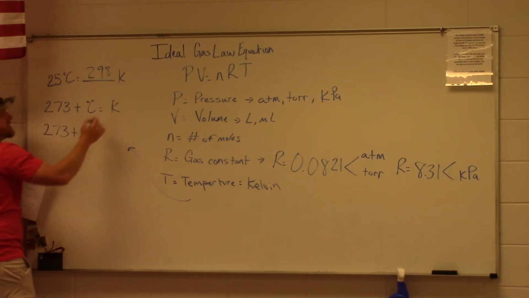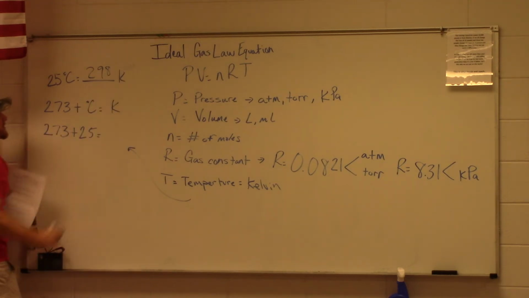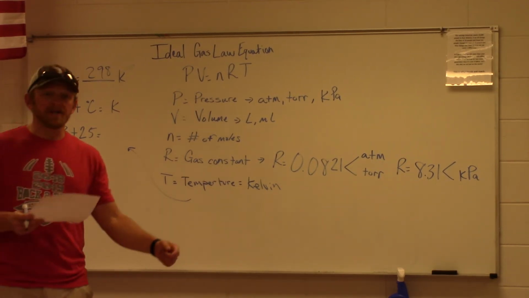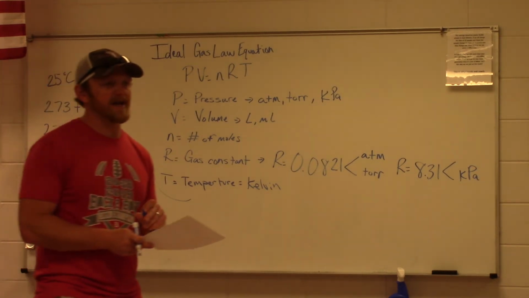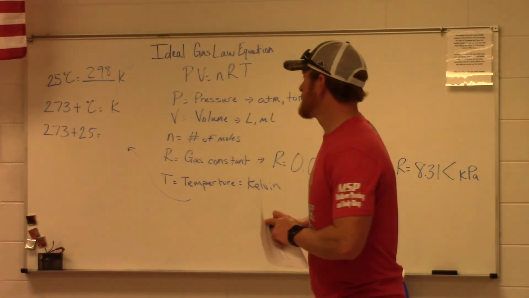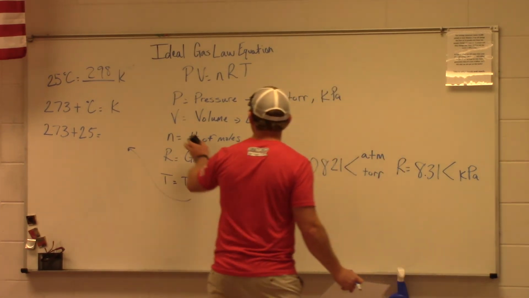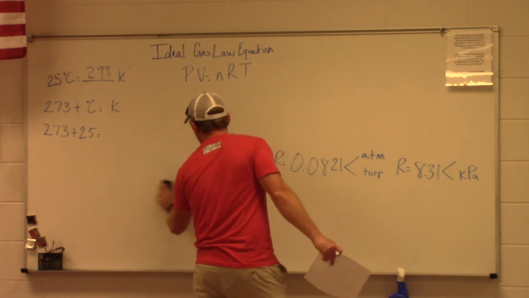When we talk about Kelvin, Kelvin does not have a degree symbol. It is just the letter K. So if you need to get into Kelvin, all you have to do is add 273 to it. Knowing that is our equation, we'll begin to talk about ideal gases and how these gases work.